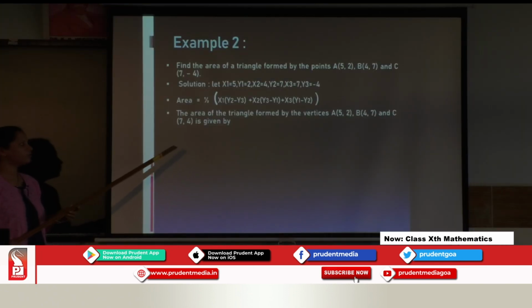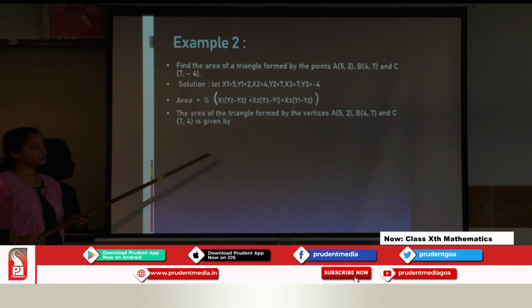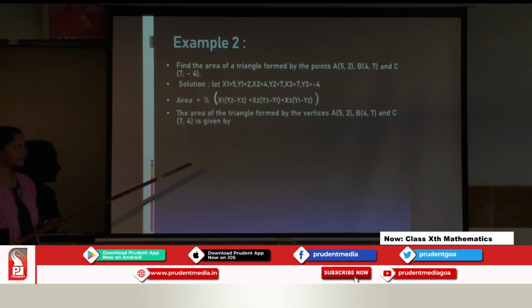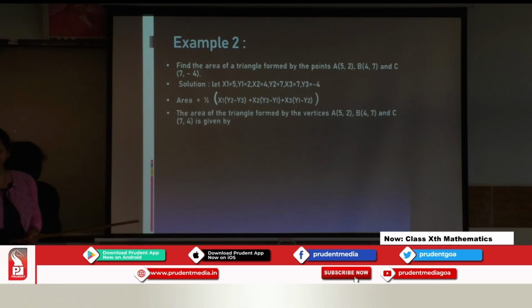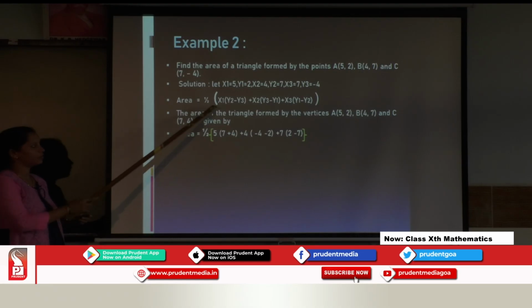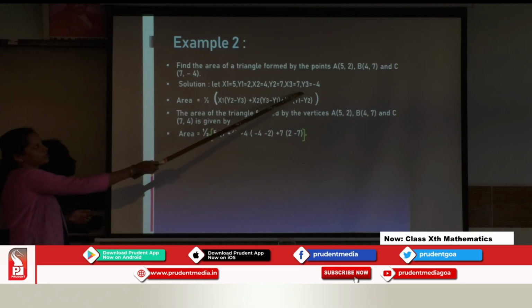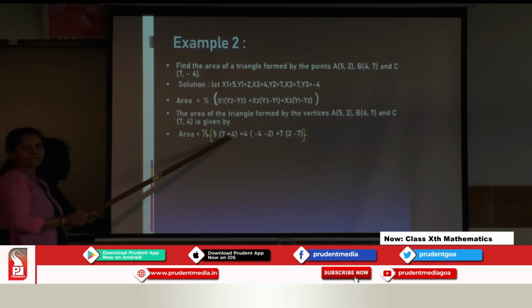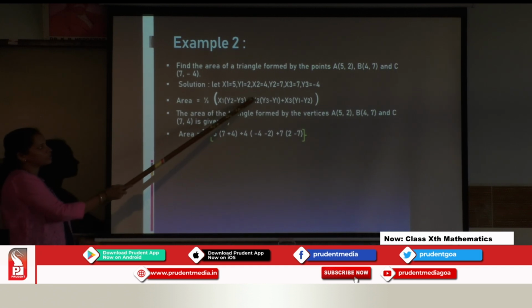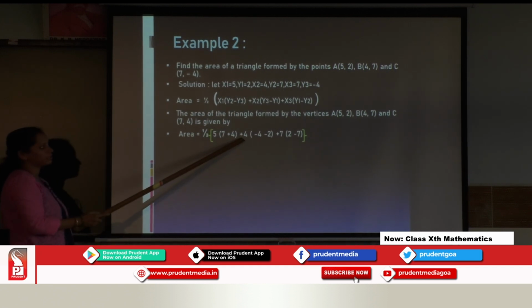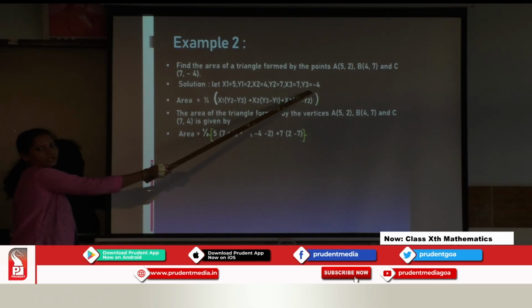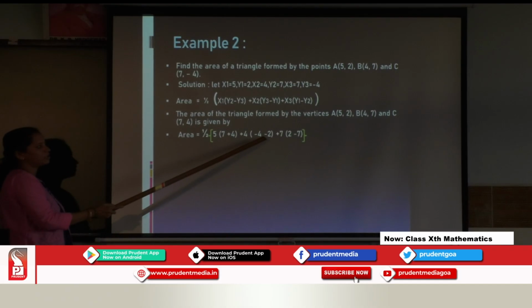The area of the triangle formed by the vertices A(5, 2), B(4, 7) and C(7, -4) is given by half into, we have to put all the values of this, that is x1 is equal to 5, y2 is equal to 7, plus that is minus y3, y3 is equal to -4. So, it will become plus 4, plus x2 is equal to 4. So, this 4 will come here, then y3 is equal to -4. So, -4 will come here.